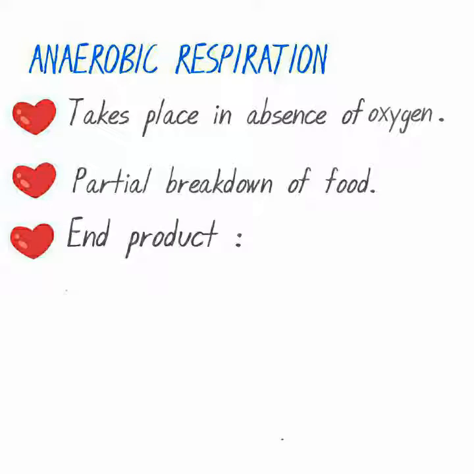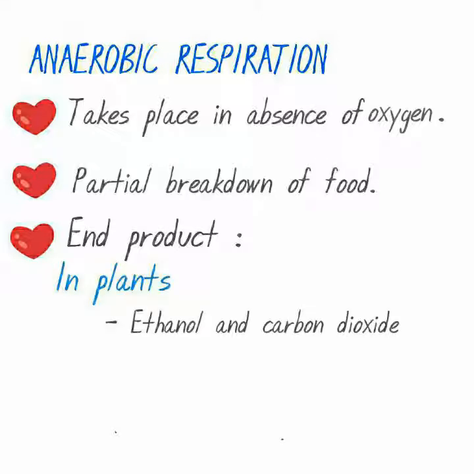Now in the next point we'll be talking about the end product, that is, what do we get from anaerobic respiration. There are two types of end products, in plants and in animals. In plants, the end product of anaerobic respiration is ethanol and carbon dioxide. That means if plants respire through anaerobic respiration, they will give out ethanol and carbon dioxide. Now talking about animals, lactic acid is the end product of anaerobic respiration.